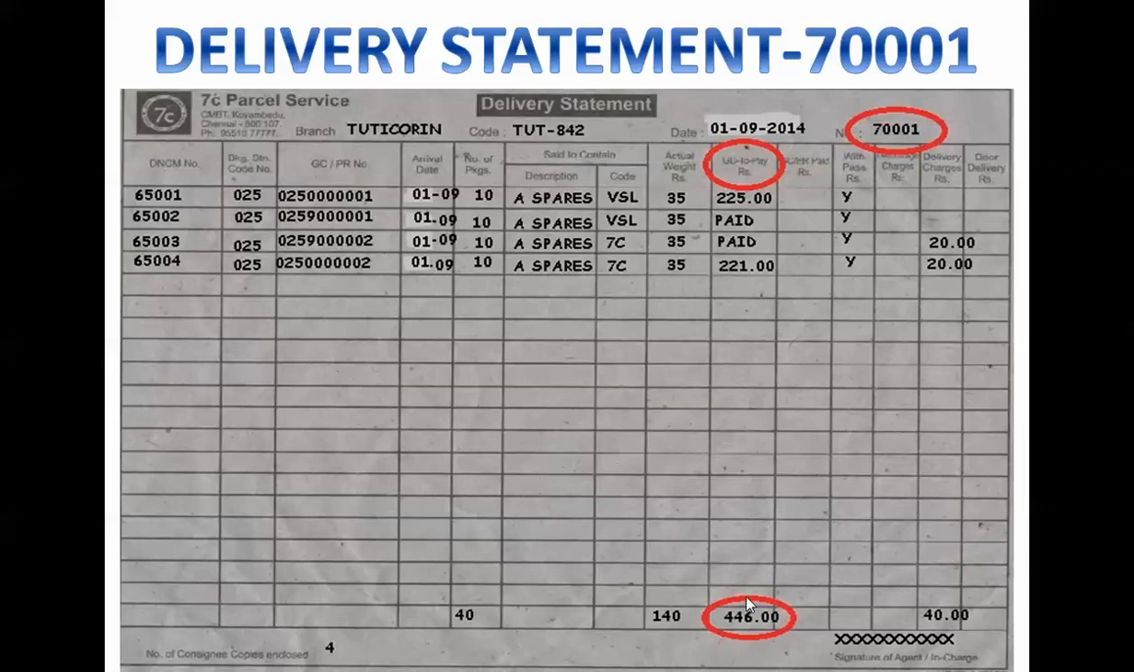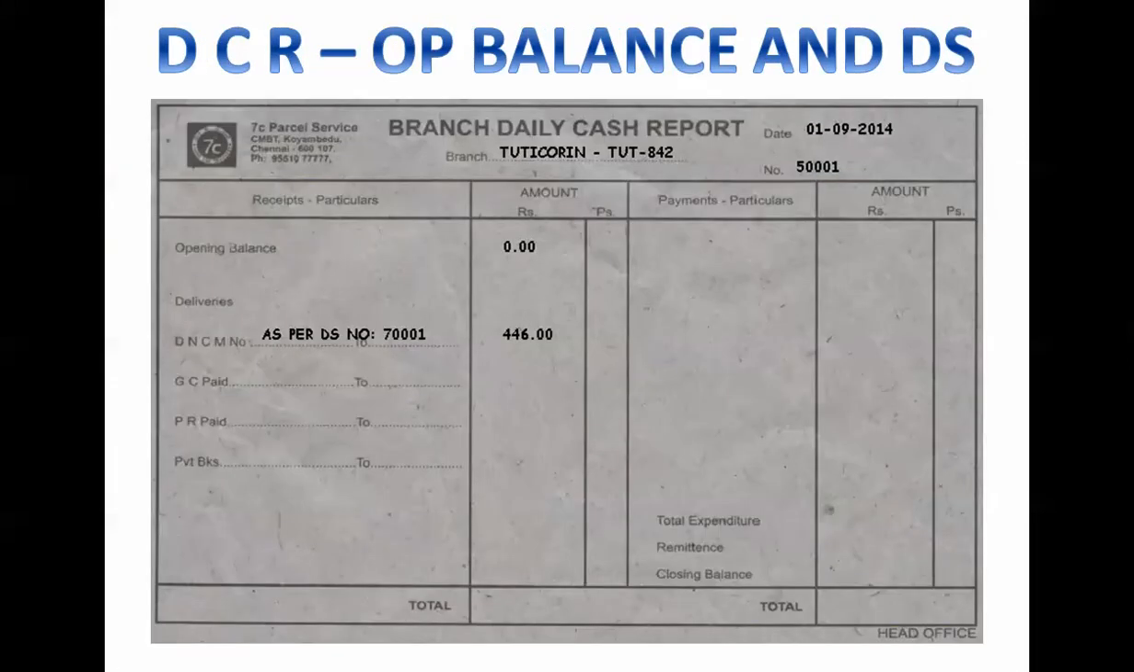So the first part of the DCR is to enter this 446, giving reference to the DS number 70001, 446. His opening balance has been shown as 0, for example, assuming that 19 has been the starting date for preparing the DCR. So therefore, the opening balance is 0, and the DNC amounts what he has collected as per DS number 70001 is 446.